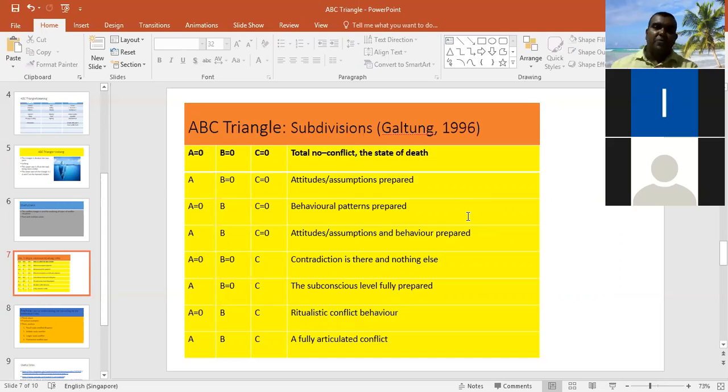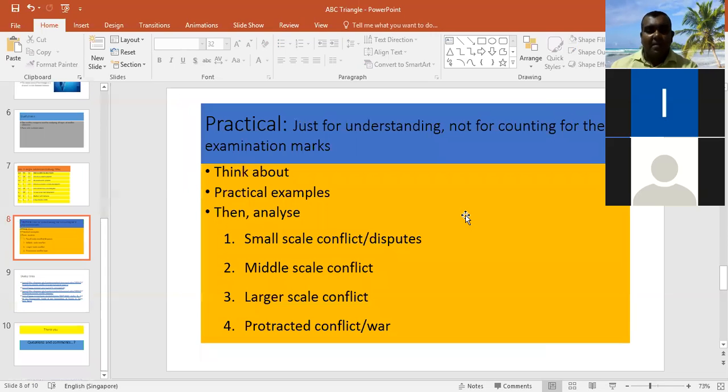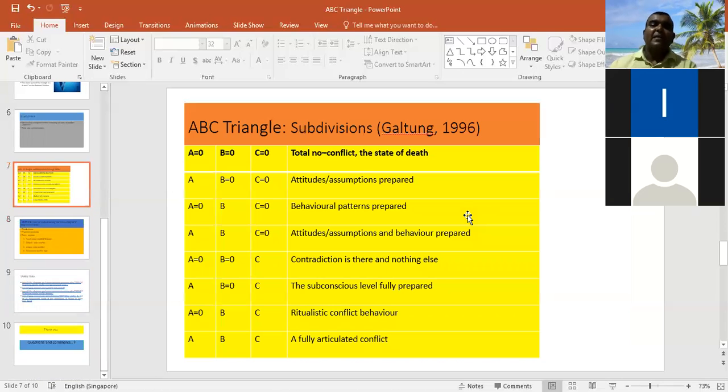First think about a very small conflict, right? Then write about the conflict. Then draw a table. Then, according to your point of view, according to your understanding, write what the attitudes are, what the behavioral part is, and what the contradiction part of the conflict is. If you want, you can use this table to identify the growth of the conflict, right?